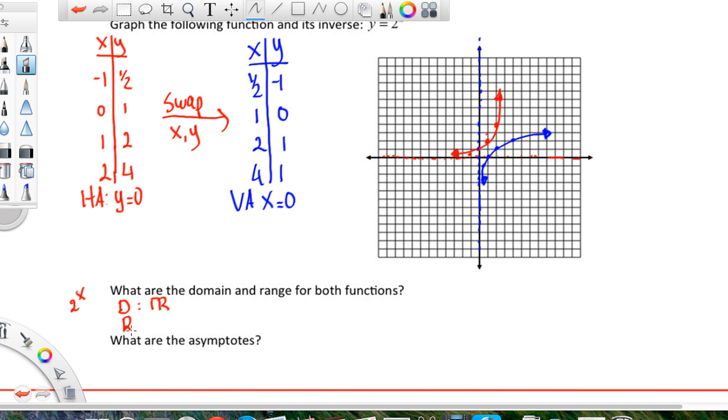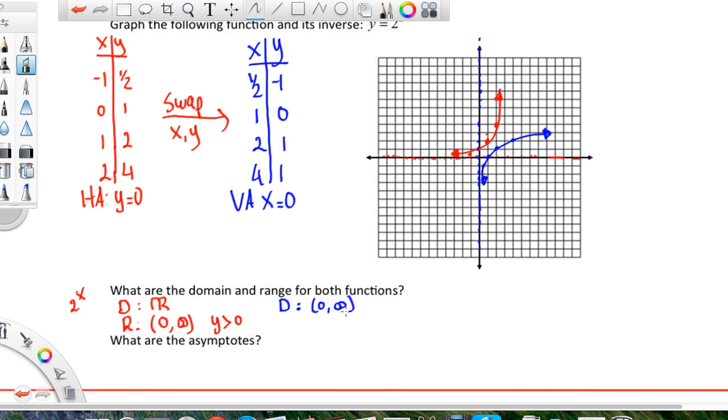The range for the exponential function is from 0 to infinity. And some of you write that like y is larger than 0, which is fine. Okay, it's probably easy. So what about the inverse? Well, again, you can swap x's and y's, so domains and ranges should swap. So the domain should be from 0 to infinity.